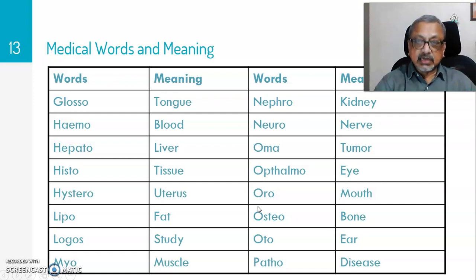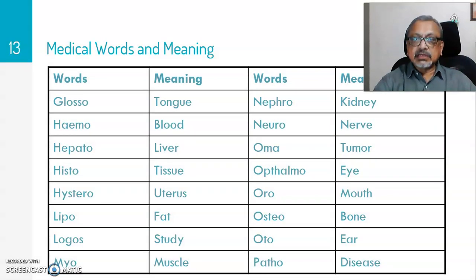Logos is the study. So cardiology. So logy is derived from logos. Myo means muscles. Nephro means kidney. Neuro means nerve. Neurology. Oma means tumor. Ophthalmo means eye. Oro means mouth. Osteo means bone. Osteocyte we call bone cell. Oto means ear. You might have heard ENT specialists are called otorhinolaryngologists.